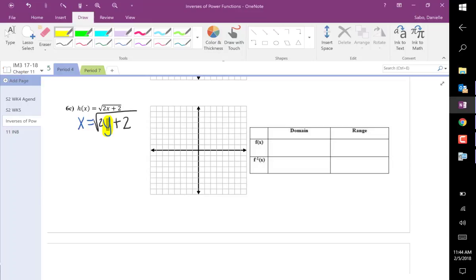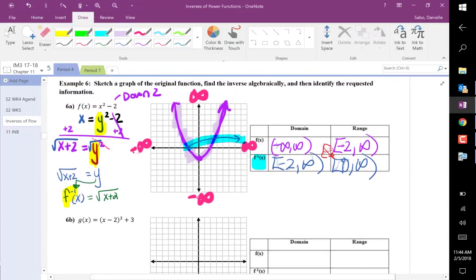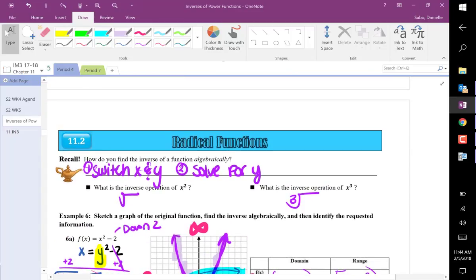How do I get rid of this little house? What's the inverse of square rooting something? Kind of go back to... cube root? Or no. What was the inverse of square rooting something? x squared, which is called squaring.